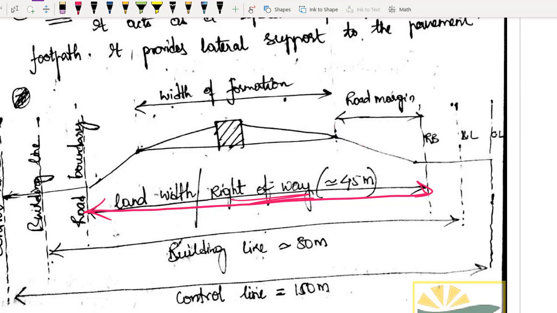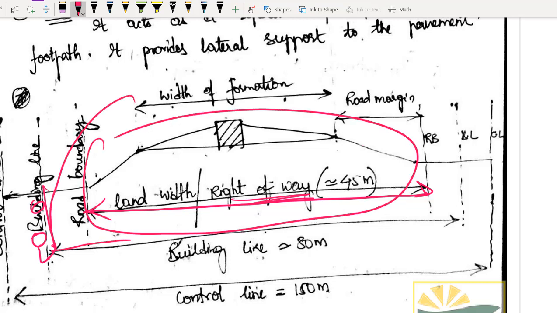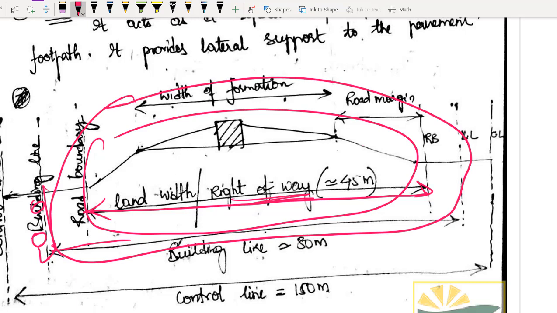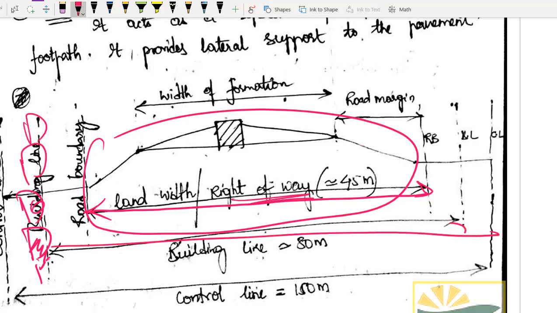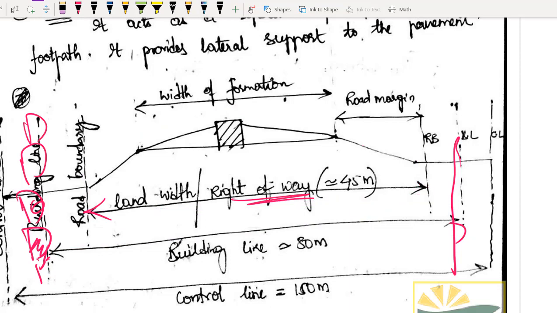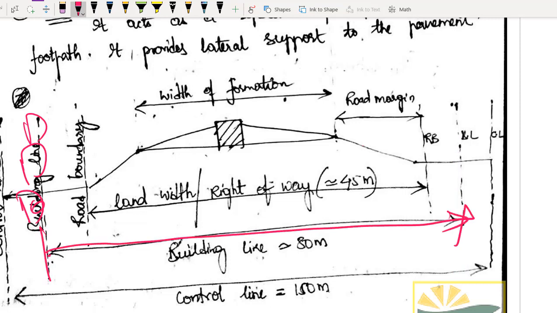So right of way is this much, and next is building line. Okay, after this building line, you can construct homes. Up to this line, you cannot construct any home. This will be considered as a road boundary and this will be considered as a home boundary or building boundary. Up to this distance, you should not construct any home. From here, you can start constructing homes. So what is this distance? This distance is 80 meters. The total building line distance will be 80 meters on either side. So if you are drawing a line from this side of building line to this side of building line, it should be 80 meters. I hope concept is clear for you.